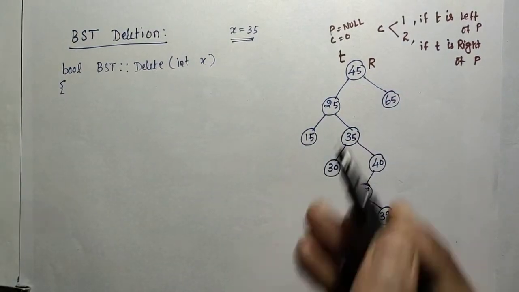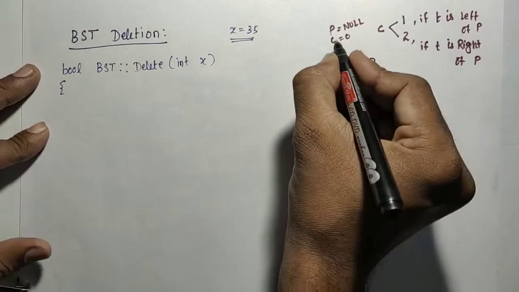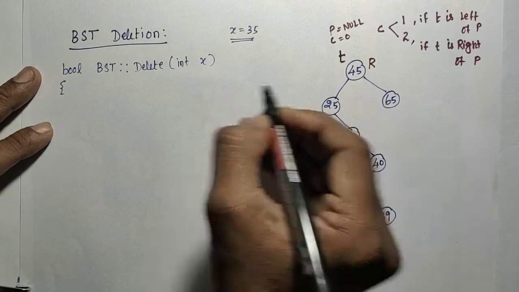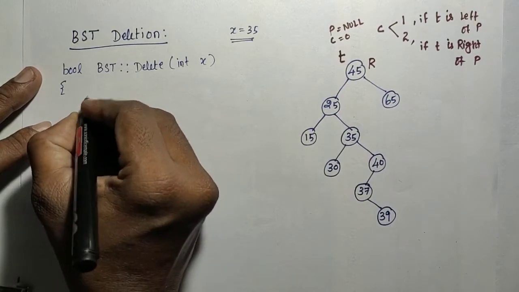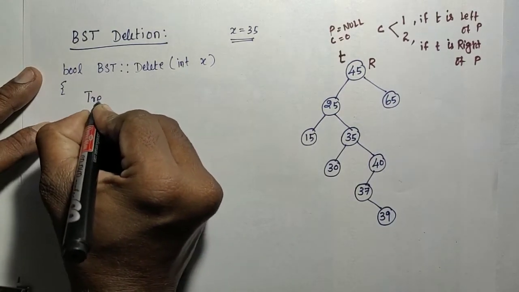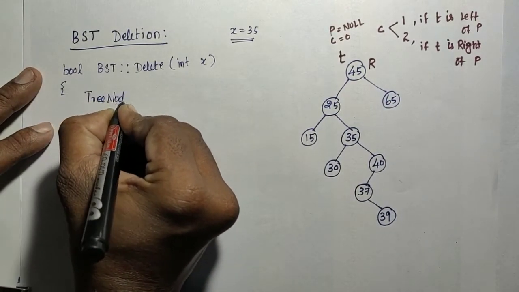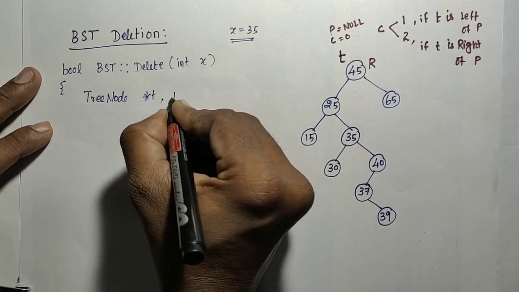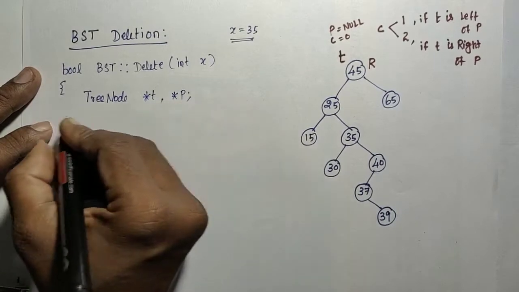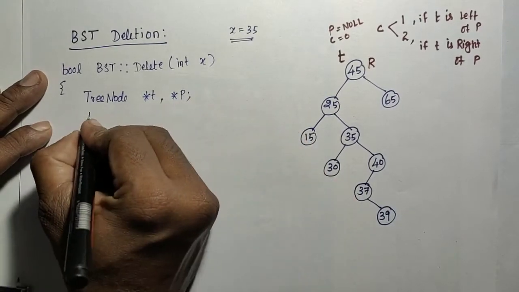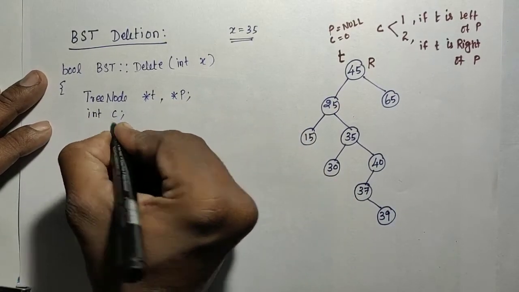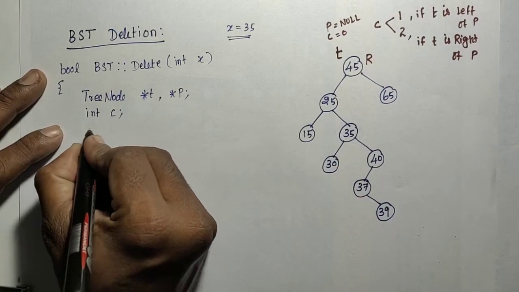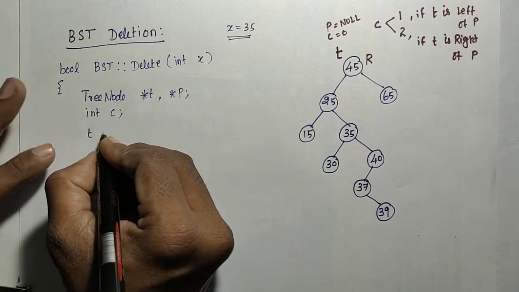Just to introduce these variables, t and p are addresses, so they should be pointers. That is a tree node star t and star p. And I need to introduce another variable int c. Initially the t will be pointing to what?